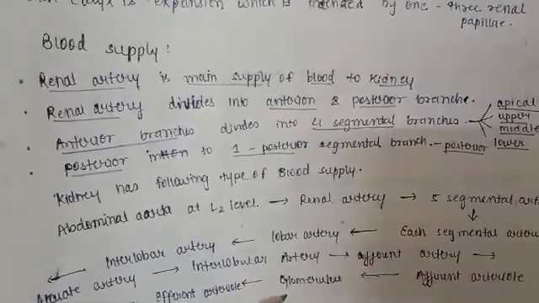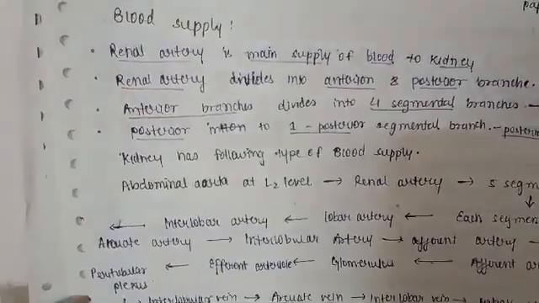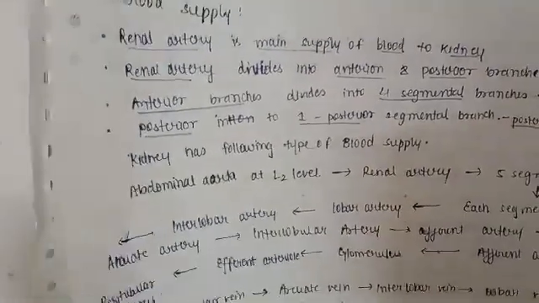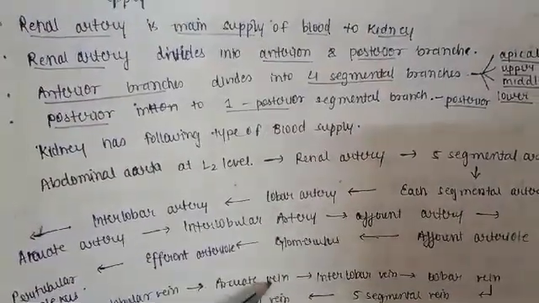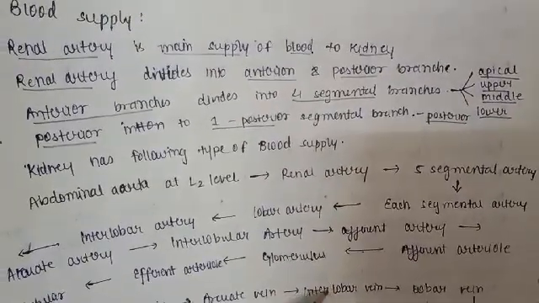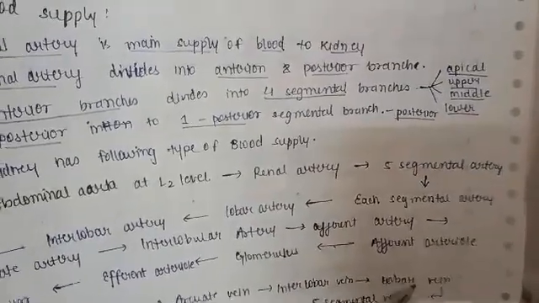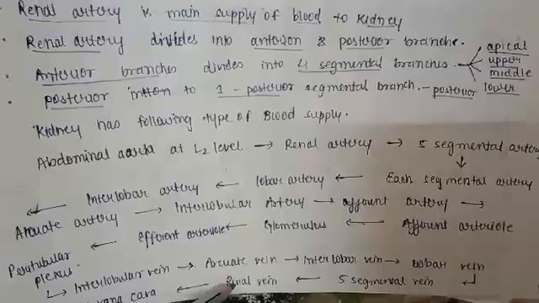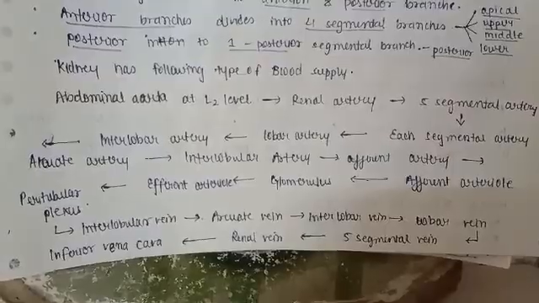The afferent arteriole goes into the glomerulus and gives the efferent arteriole. The efferent arteriole gives off the peritubular plexus. This peritubular plexus combines to form the interlobular vein. The interlobular veins combine to form the arcuate vein, and arcuate veins combine to form the interlobar vein. The interlobar vein combines to form the lobar vein, and the lobar vein forms five segmental veins. These five segmental veins combine to form one renal vein, and this renal vein opens into the inferior vena cava. This is the whole blood supply to the kidney.